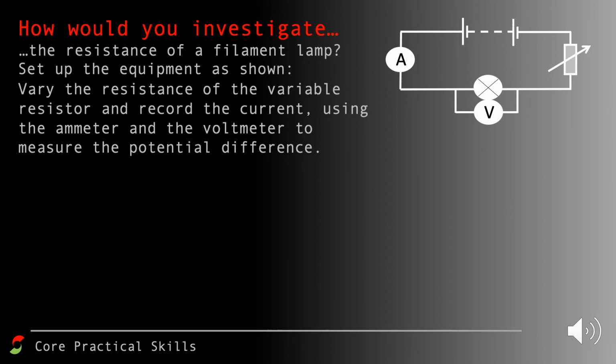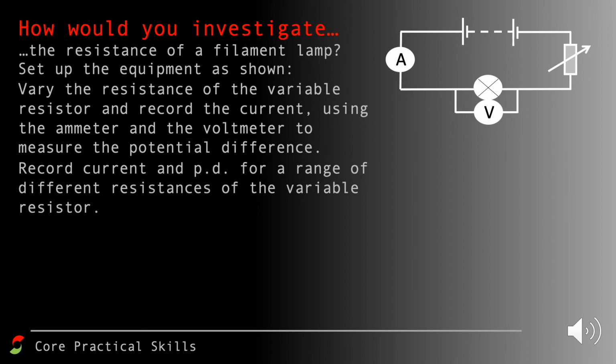Measurements, well, I would then vary the variable resistor and record the current using the ammeter and the voltmeter to measure the potential difference. And that means I would make sure that I was going to measure the potential difference and currents for a whole range of different resistances of the variable resistor. I can't comment on that range because I'm not sure what it would be. It depends on the type of variable resistor that you've got. There's not much else I can say about that.